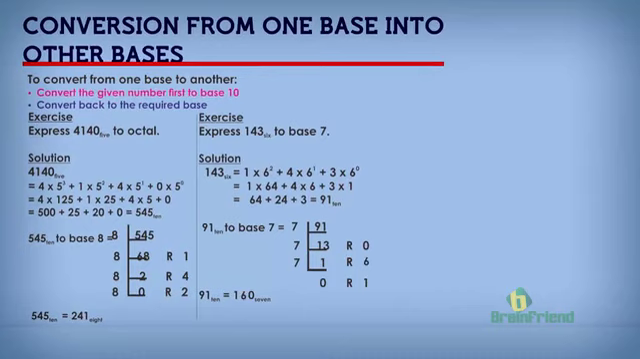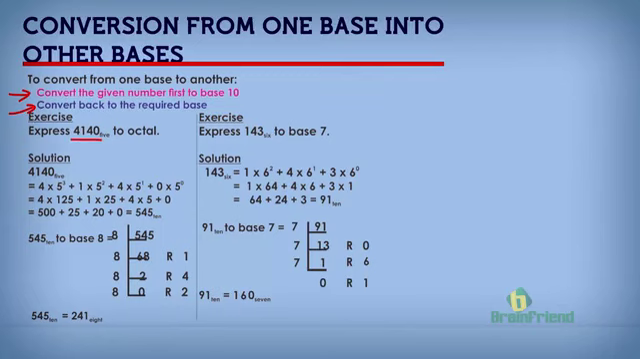Now, next, we'll be looking at another type of conversion. How to convert from one base into another base. Now, to convert from one base to another base, we follow two simple steps. First, convert the given number to base 10. Of course, you get a certain value. That value is then converted back to the required base that we required from the very beginning.